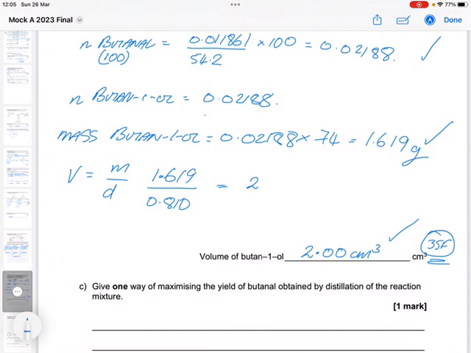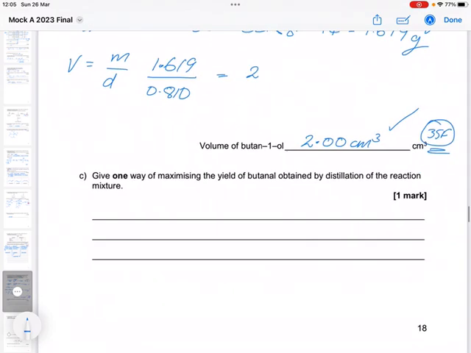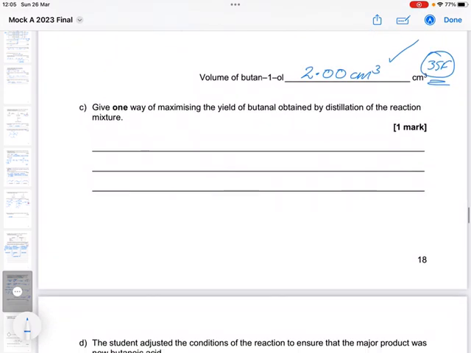Okay, C, give one way of maximising the yield of butanal. So if you remember, what we're doing here is we're distilling it. So let me draw the distillation apparatus so that we can talk about it. So I'm going to have the condenser here, like that. My thermometer is going to be here, and I'm going to be heating down here. So normally what we do is we could just put a beaker under there, or a conical flask or something along those lines, and that will end up collecting our aldehyde down here.